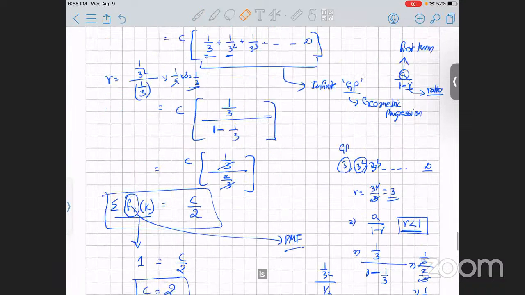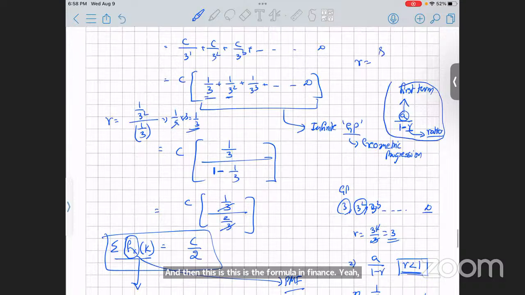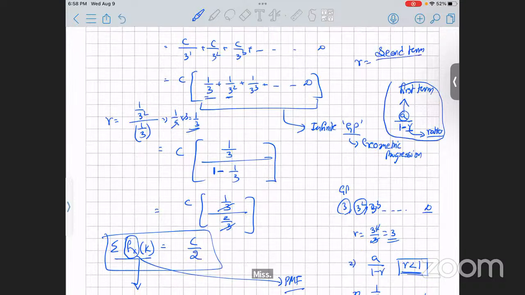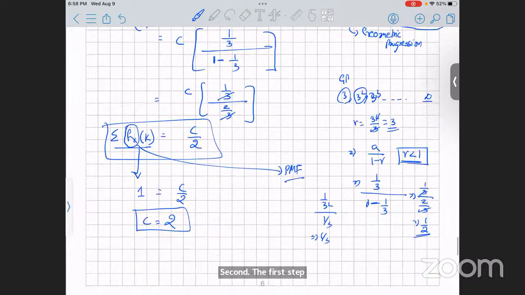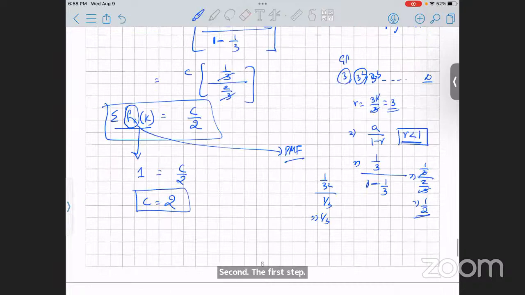Then this is the formula for an infinite GP: a by 1 minus r, and the ratio r is nothing but the second term divided by the first term. Okay, and then we'll move on to the next question.